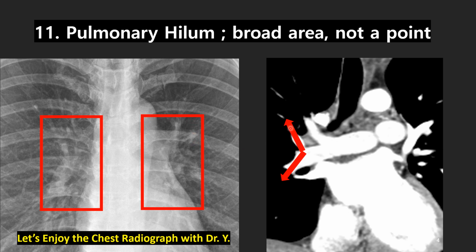This is superior pulmonary vein of right side, descending pulmonary artery of right side. This is hilar angle. It should be more than 90 degrees. And this is the hilar point. Left side of a pulmonary artery and superior pulmonary vein. This is the pulmonary hilum.